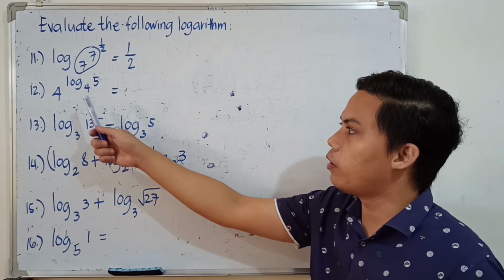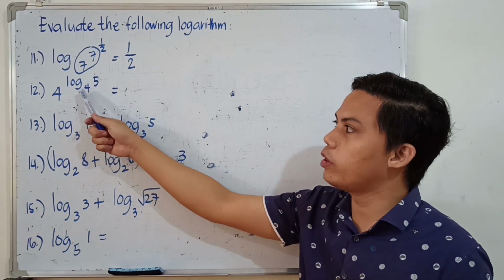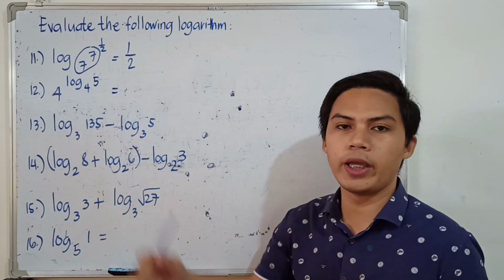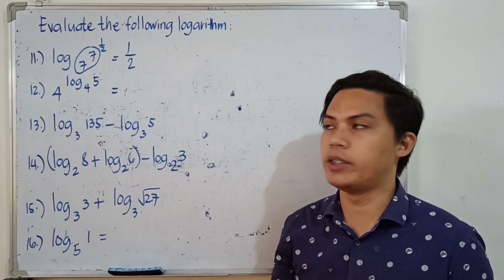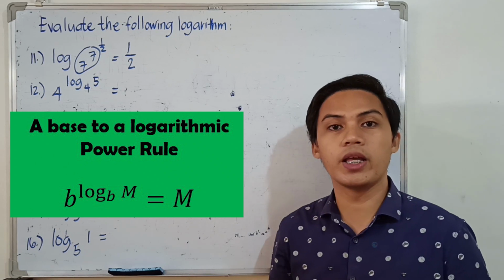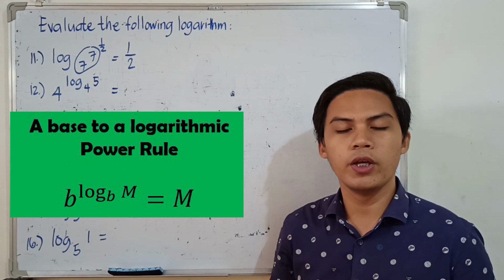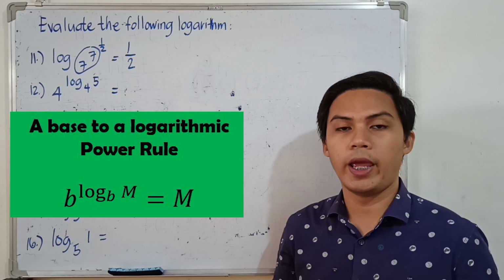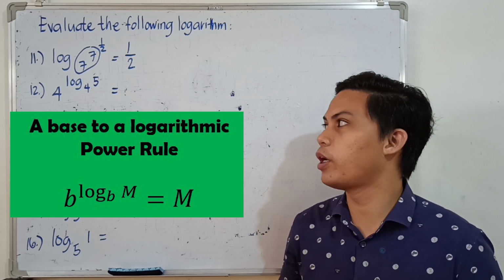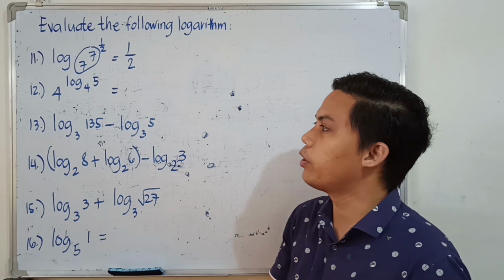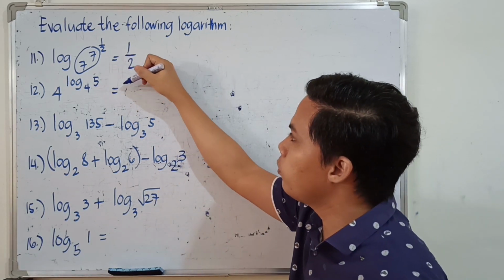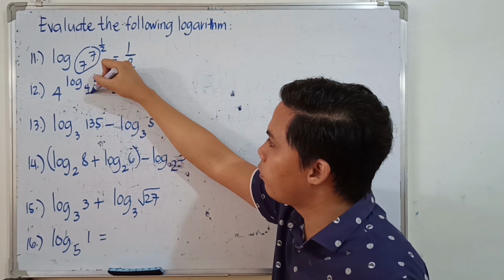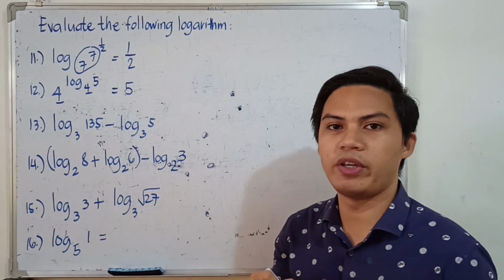Next example, we have 4 raised to the power of the logarithm of 5 to the base 4. So, we are going to apply another property of logarithm in this example. The property states that b raised to the power of the logarithm of m to the base b is just equal to m, where m is greater than 0. Therefore, our answer here is just equal to 5. Okay. So, mapapansin natin yung dalawang base natin ay magkaparehas.